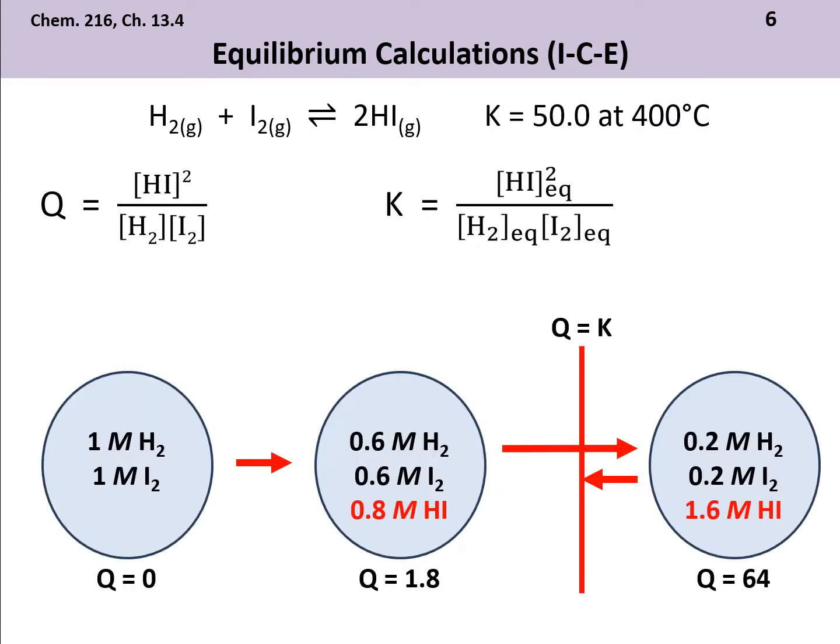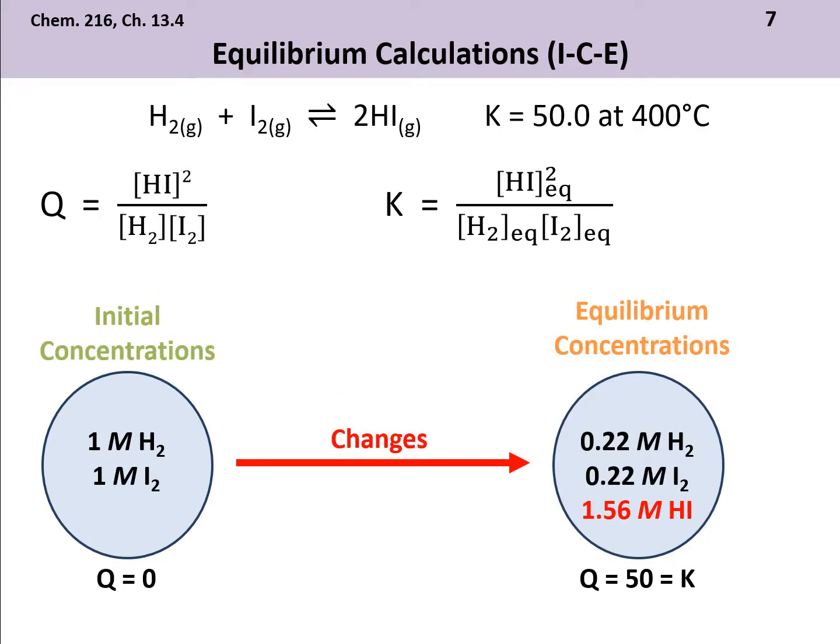Okay, let's just review this, right? We started off with Q equals 0. We had some of that converting into HI. We got Q equals 1.8. Then we did some more and we got Q equals 64, and that was too far. So what had to happen? It actually shifted back towards the left until Q equals K. Okay? How do we do this?